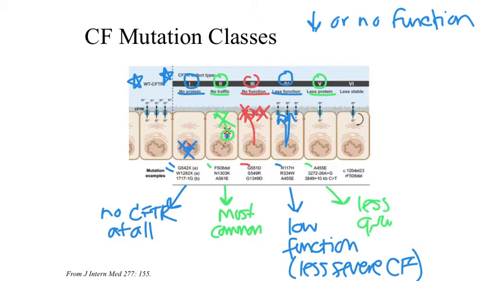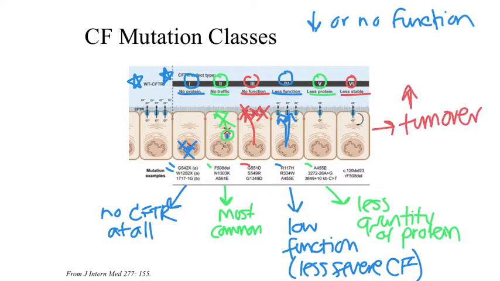A class 6 mutation is a reduction in stability, which results in an increase in channel turnover. In this case, the CFTR channel is synthesized, trafficked to the surface, and is functional, but is turned over more rapidly, which again results in a reduction in function. There are a few mutation examples of a class 6 mutation, but again, these are significantly less common than some of the others, like classes 2, 3, 4, and 5.